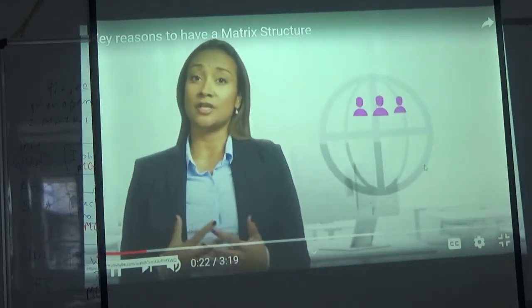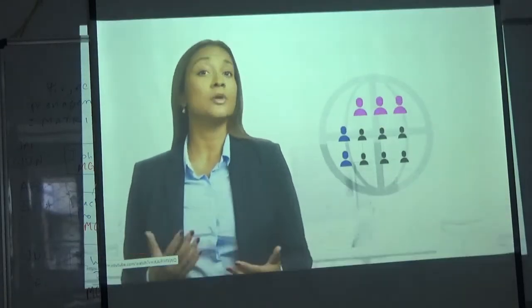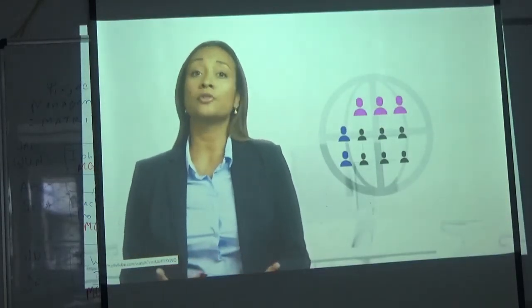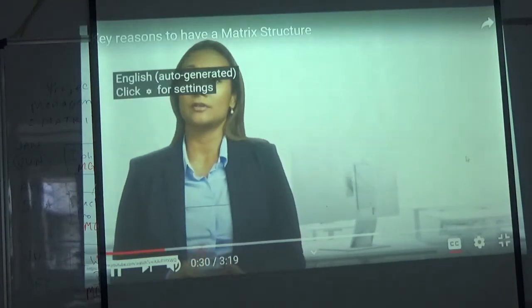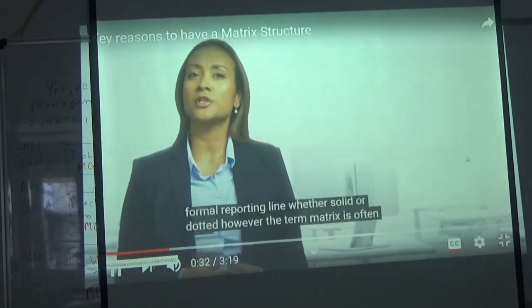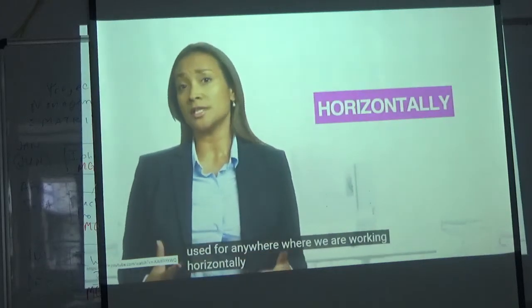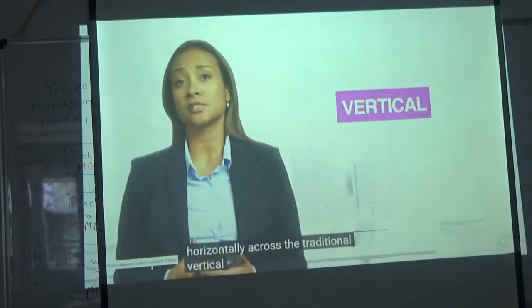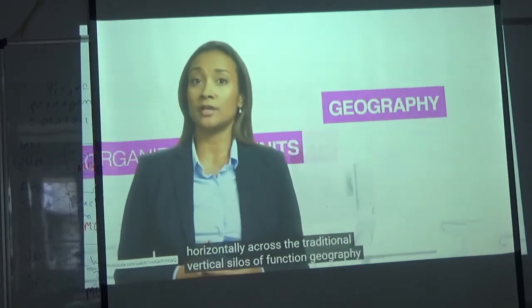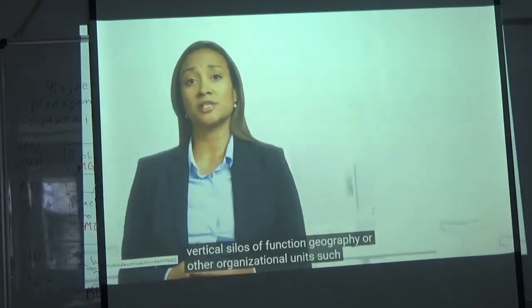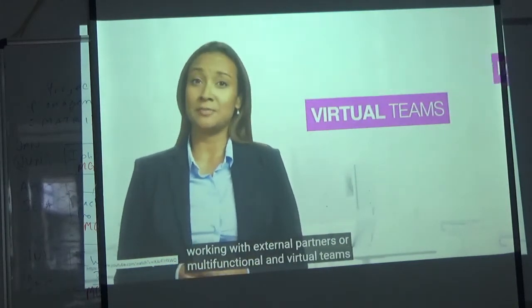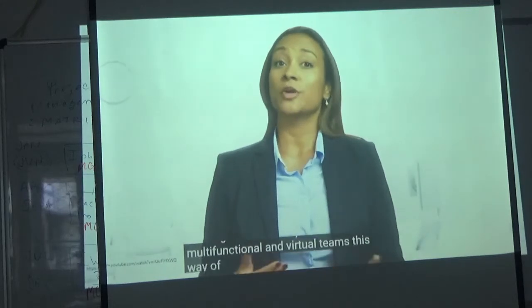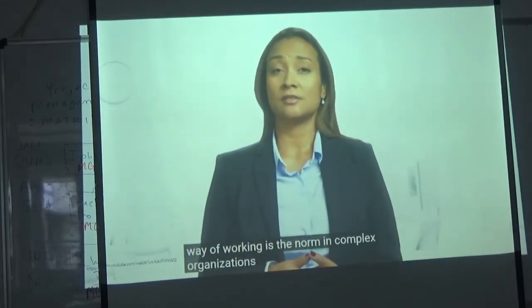A matrix structure is, strictly speaking, where we have multiple bosses, more than one formal reporting line, whether solid or dotted. However, the term matrix is often used for anywhere where we are working horizontally across the traditional vertical silos of function, geography, or other organisational units, such as working with external partners or multifunctional and virtual teams. This way of working is the norm in complex organisations.